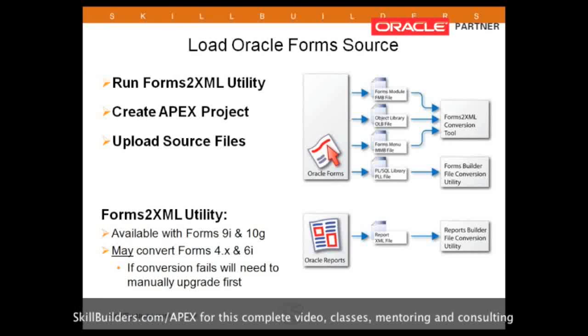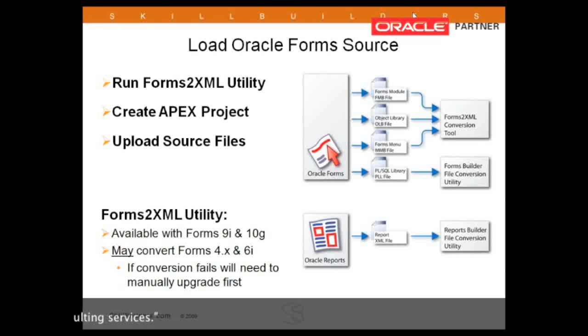Also, you might be using PLSQL libraries or PLL files. There's another utility that you can use to convert those. And finally, report files. And in the case of reports, all you need to do is open the module in reports, and you can just go to save as XML. So what we're going to do here is take those two modules we talked about for customer and orders and convert those from the FMBs over to XML. Now, once we have our XML, we can then start our Apex conversion project.